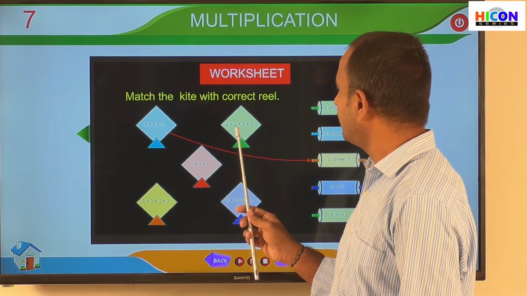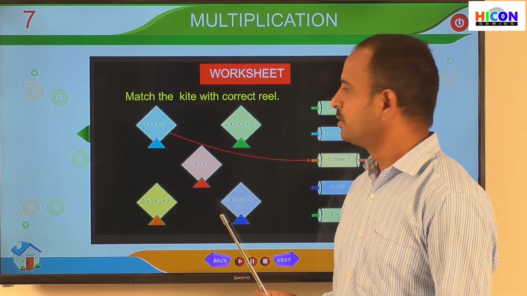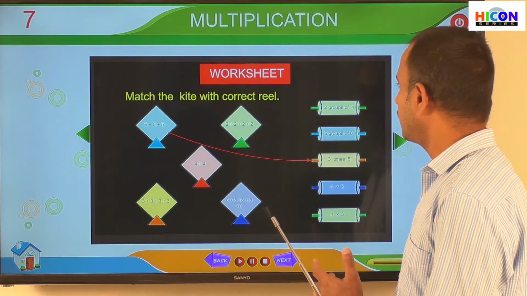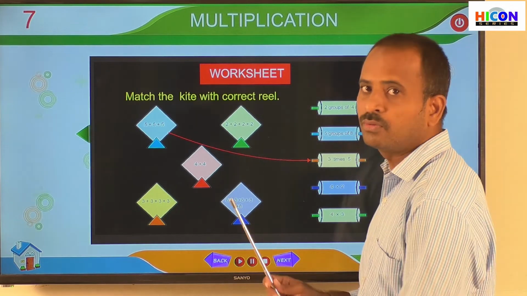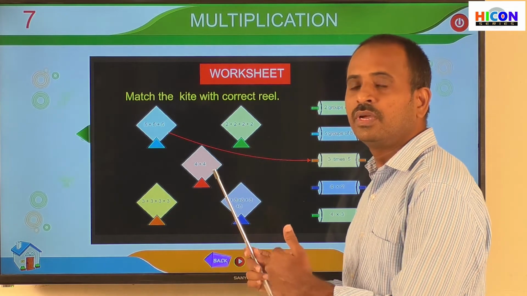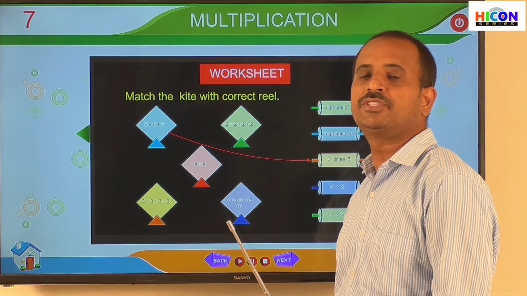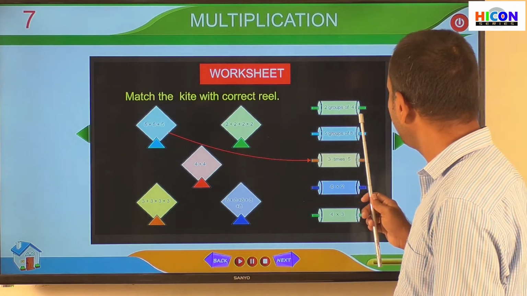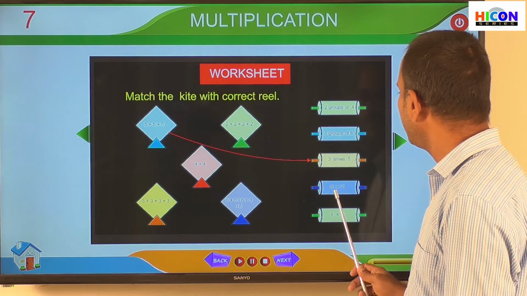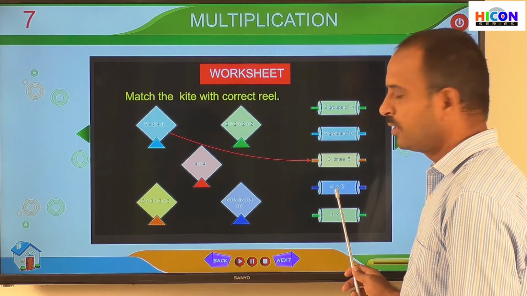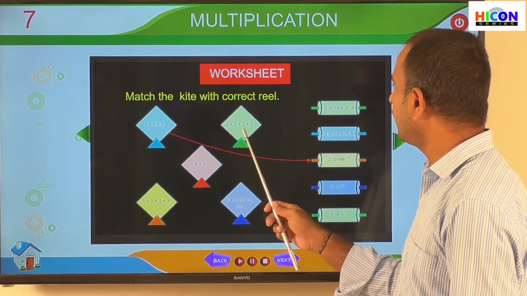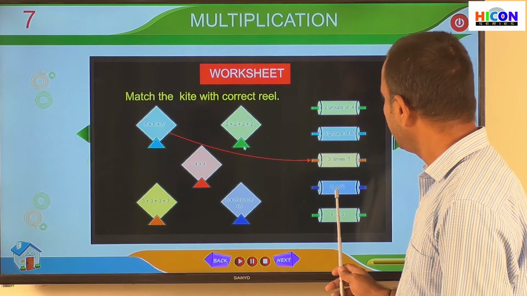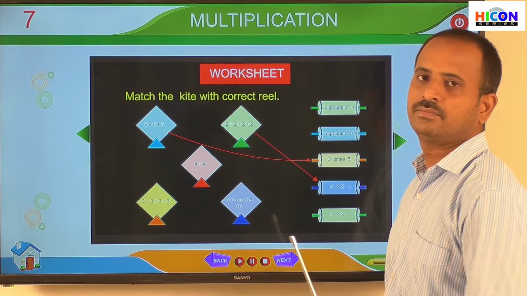So what is the correct reel for this kite? Where is the reel that is 4 times 2? 4 times 2 can be converted into multiplication as 4 into 2. Where is the reel 4 into 2? So here is the reel 4 into 2. So match the second kite with this reel. So this is the correct reel for kite 2.